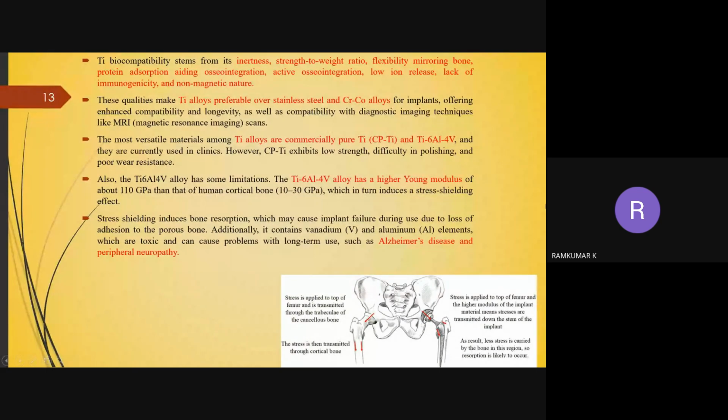So, as I said before, the main advantages are inertness, strength to weight ratio, and flexibility in mirroring bone and protein absorption. So these are the advantages when compared to other stainless steel or chromium cobalt alloys. Mostly the titanium alloys like commercially pure titanium or titanium 6 aluminum 4 vanadium are used in clinics.